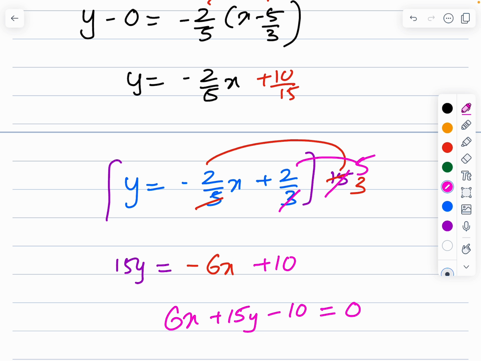That completes this video for finding the equation of a line using the gradient and a point, and the formula is y minus y1 equals m times x minus x1.